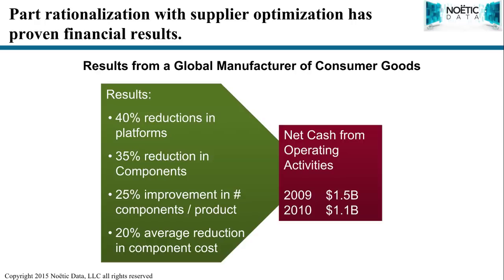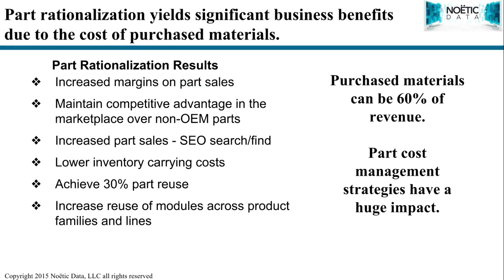I worked with one appliance manufacturer who just did that and generated $2.6 billion in free cash flow over 2 years. For many companies, purchase material costs are about 60% of revenue, so reducing these costs will have a huge impact on your company's financial performance. For those of us working in PLM, known as Product Lifecycle Management, this is what our business cases have predicted. With parts rationalization, we can achieve these benefits.